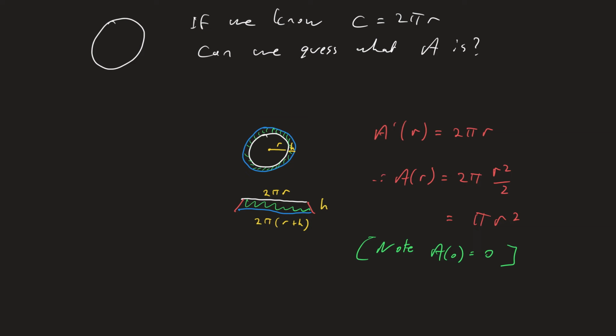This means that the area is a function whose derivative is 2 pi r. So we guess that A of r is 2 pi r squared on 2, because when we differentiate this, we indeed get 2 pi r. And note that we have got the correct constant here, because when r is 0, this formula here gives us 0. So I don't have to add or subtract any constant to get the correct answer here.